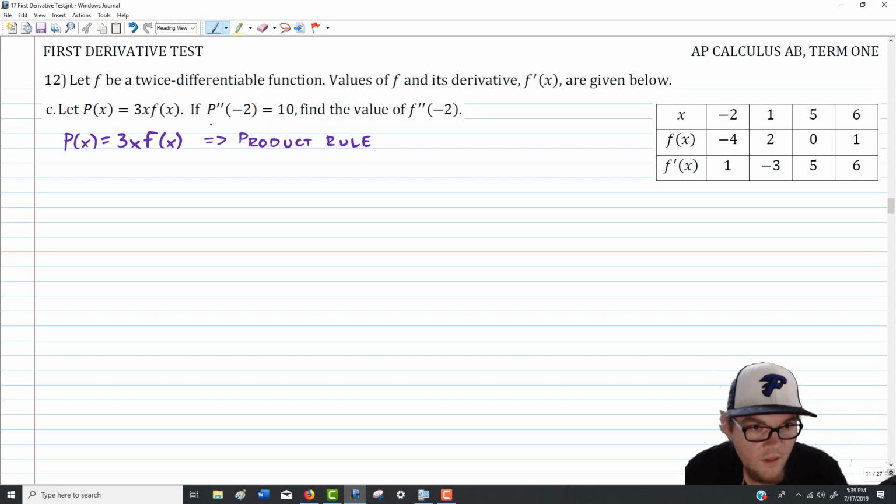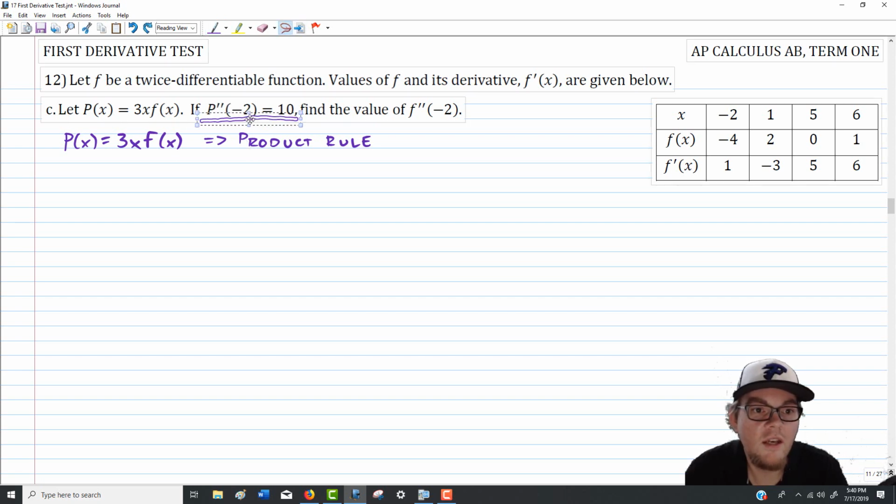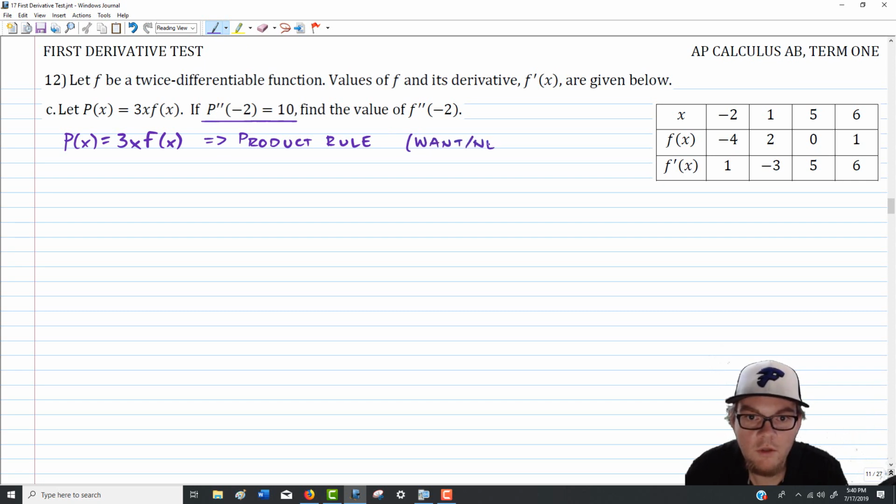Now here's where things get interesting though. It says p double prime of negative 2 equals 10. So we're talking about the second derivative here. So we're actually going to need to differentiate not just once, but twice in order to be able to deal with the rest of this problem. So I'm going to save this work for a little bit. What I want to get to is, I need, depending on how essential your performance in calculus is, what we need to get to p double prime of x. So that's where my focus is going to begin.